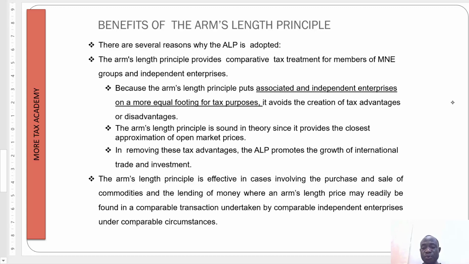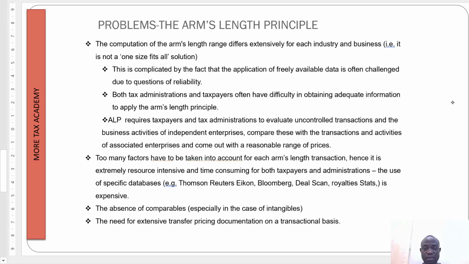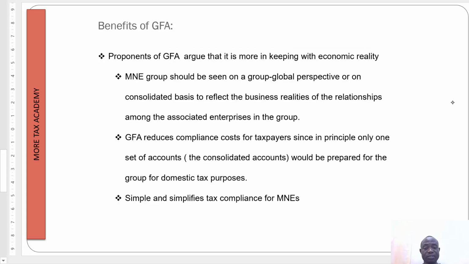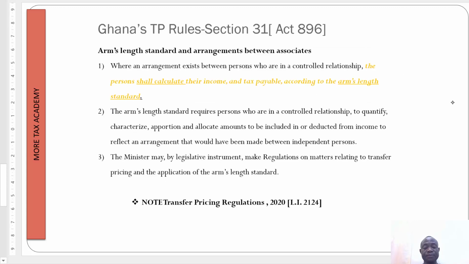So we will go through these things. I will jump this one because we are going to look at it in detail. The problems with the arm's length principle, we will look at in detail when we are considering global formula apportionment. Like I said, today's lecture is just to give you a few concepts about the arm's length principle and then show you what to read.